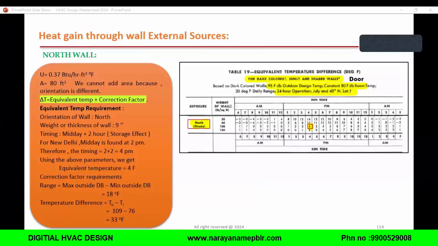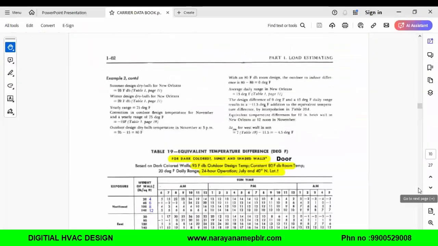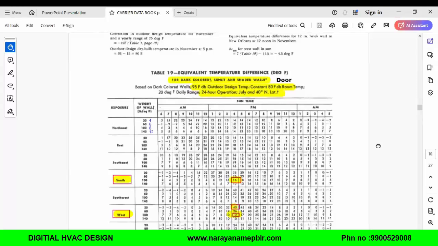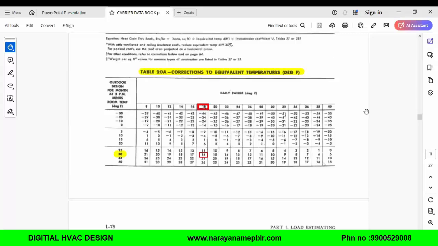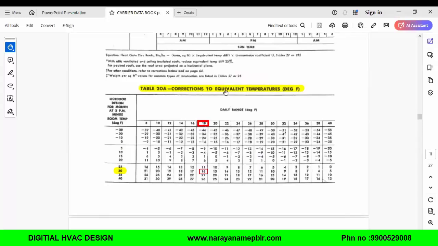This is the carrier handbook, which you have to refer. Door. Then you go for equivalent temperature, then correction factor. So for correction factor, two things we have to find out. We should know the daily range and then the temperature difference, outside minus inside. Okay. Based on that, how much you are getting.